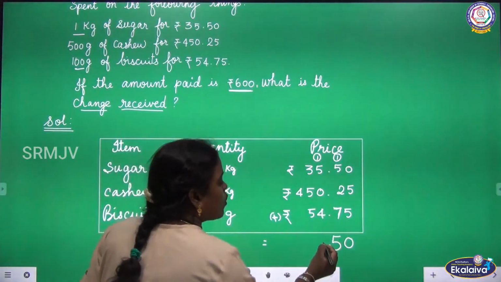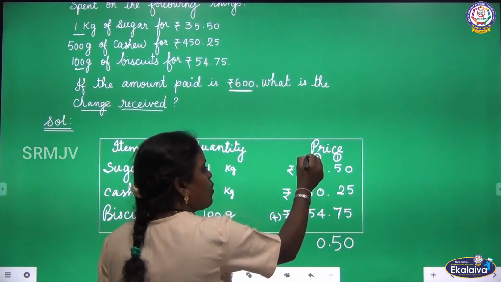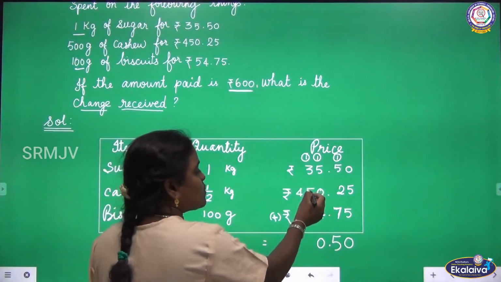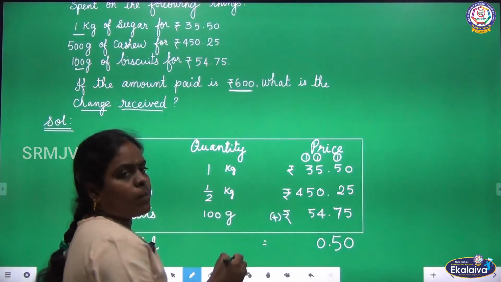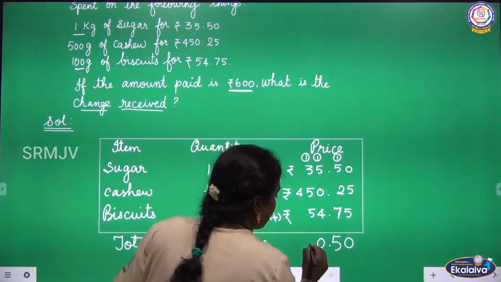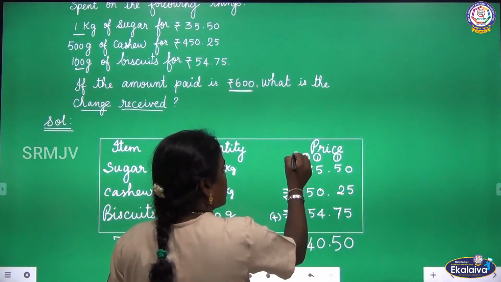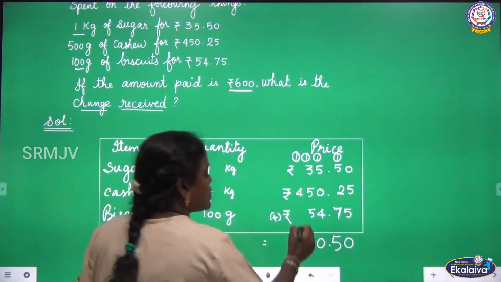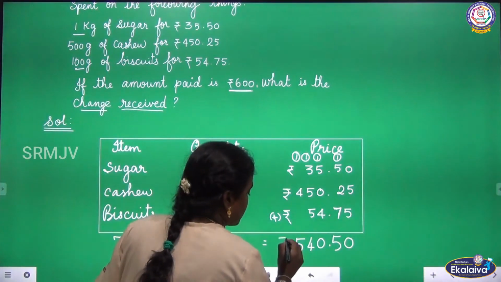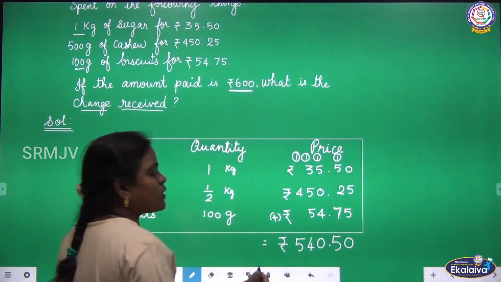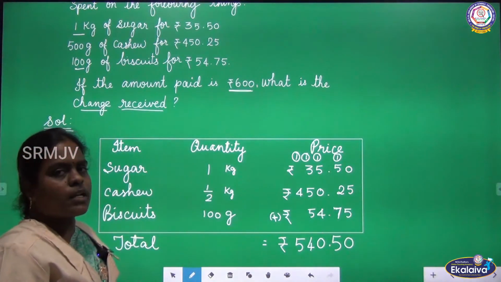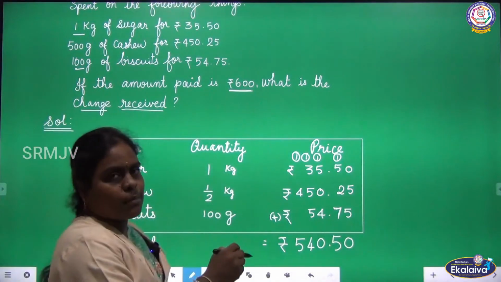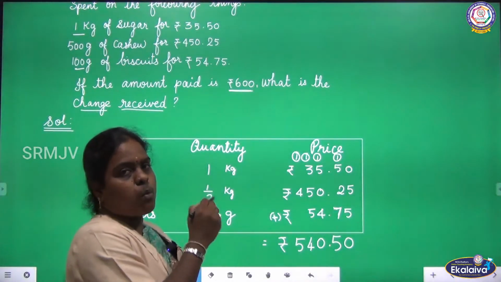And 6 plus 4, 10. 0, 1 carry over. 3 plus 1, 4. 4 plus 5, 9. And 9 plus 5, 14. 4 and 1 carry over. And here we have the numbers 4 and 1. So the sum is 5. So the total amount for the things is 540 rupees and 50 paise. So we got the total amount for the things which he bought.